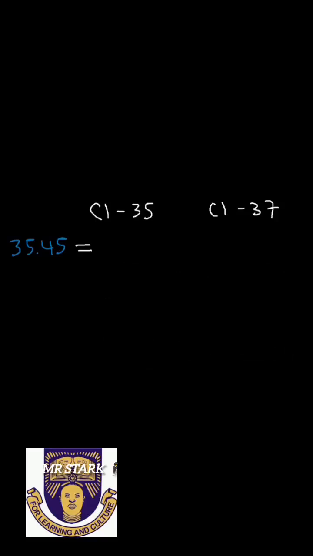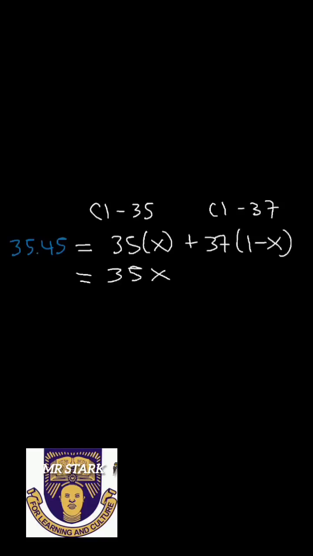So let me illustrate. Let's say if we want to find the relative percent for Cl35, it's going to be 35 times x. For the other isotope, it's simply 1 minus x. So we just got to solve for x. So we have 35x. Here we're going to distribute the 37. 37 times 1 is 37. And 37 times negative x is negative 37x.